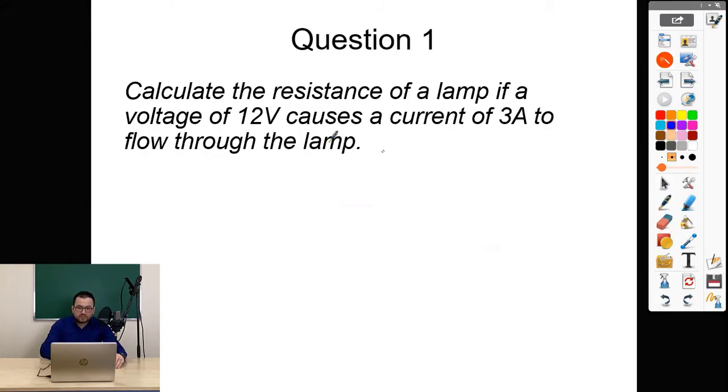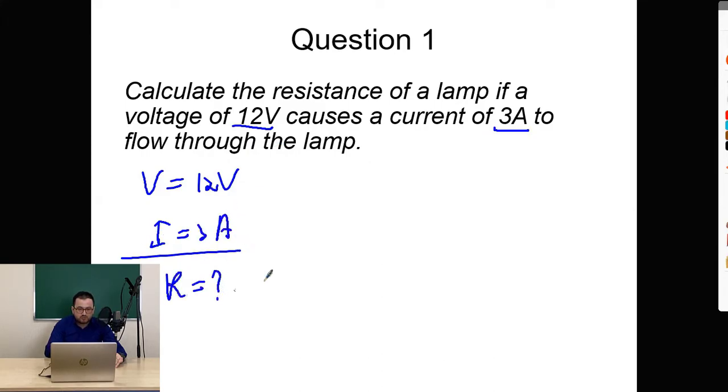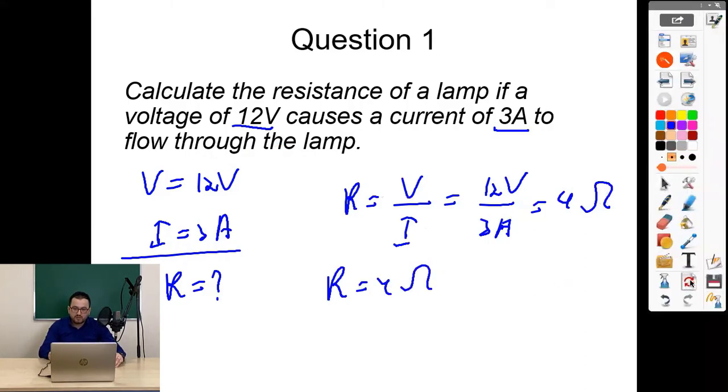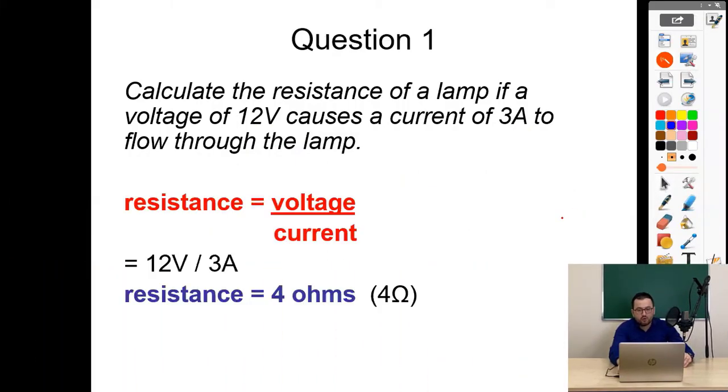So let me explain this question. Calculate the resistance of a lamp if a voltage of 12 volts causes a current of 3 amps to flow through the lamp. Voltage equals 12 volts and current equals 3 amps, and we need to find resistance. Resistance equals voltage divided by current, 12 volts divided by 3 amps, that equals 4 ohms. Now let's look at the answer together. Resistance equals 4 ohms.